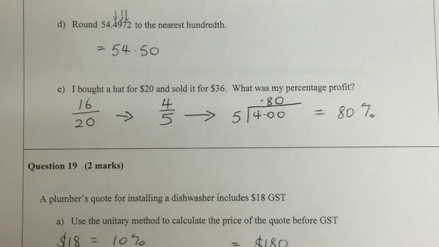Okay, so round 54.4972 to the nearest hundredth. When you're looking for hundredths, you're looking after the decimal point. The first number after the decimal point, 4, is in the tenths column. The next number after that is a 9, that's in the hundredths column.